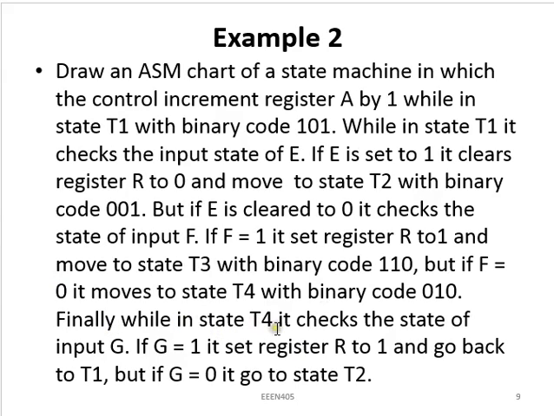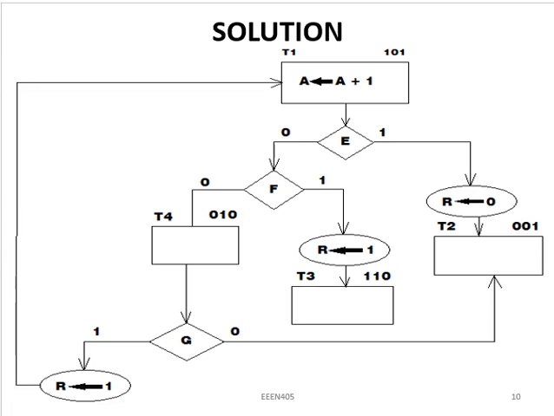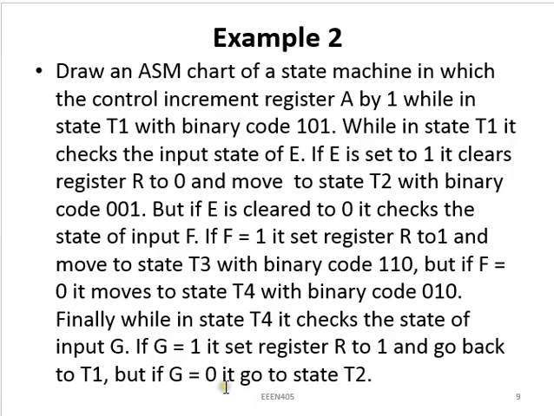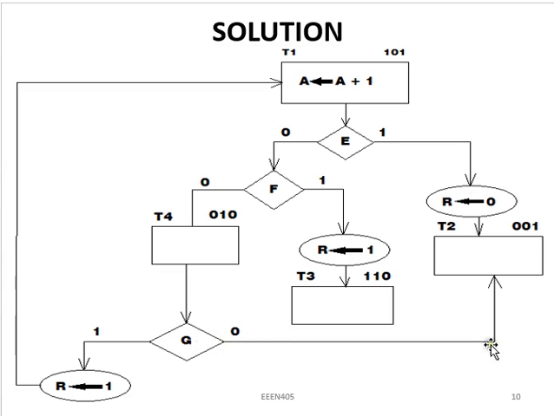Now, finally, when in state T4, it checks the state of the input G, another condition box. If G is equal to 1, it will set register R to 1 and go back to T1. That is, after this state T4, we test the condition for G. If G is equal to 1, R is set to 1 and it goes back to the initial state. What if G is equal to 0? It will go back to T2. That is, when G is equal to 0, it will directly go back to T2. Now, fantastic and very simple. This is how to draw this ASM chart for example number 2.